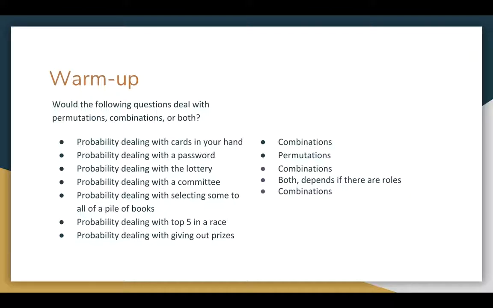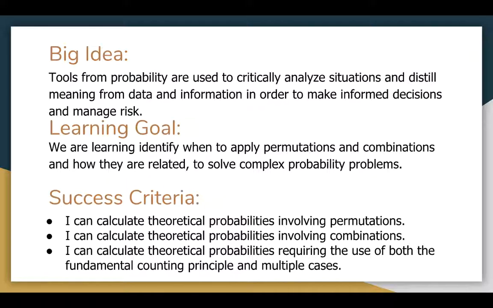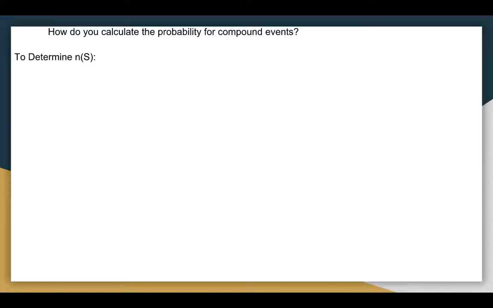Combinations, where you're selecting some to all of a pile of books. But if you think about the order you're going to read them, then it could be permutation. Top five in a race, if you're ranking them or just taking the top five, it could be both. And then giving out prizes, if those prizes are the same or different. So really what we're looking at is when do you use each, how are they related, and then solving complex problems with multiple cases, that third success criteria.